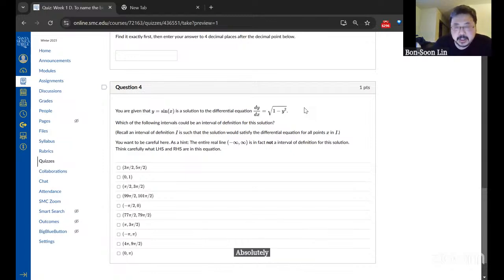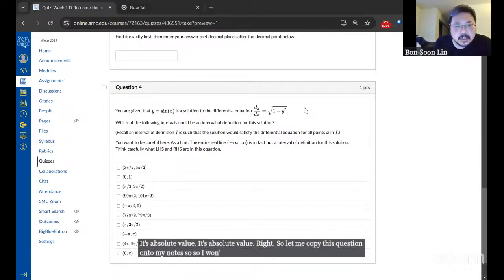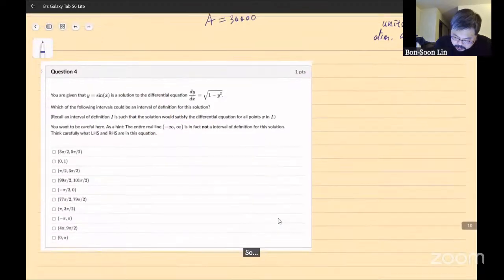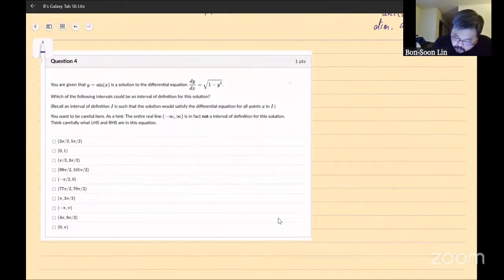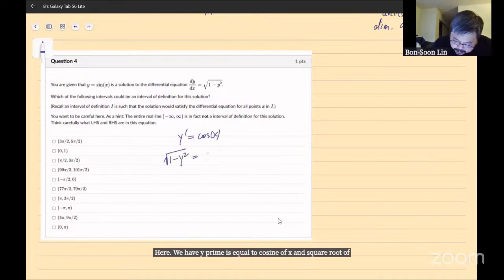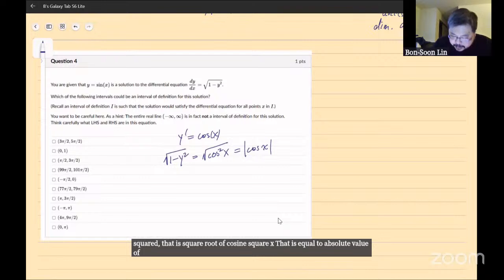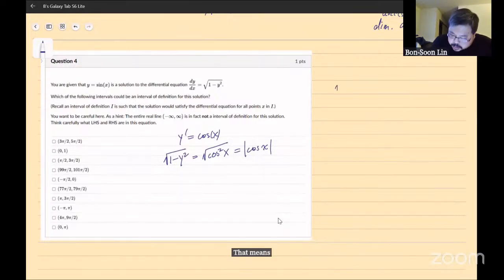Right. So let me copy this question onto my notes. I won't solve this completely, but I will show you what it is that you need to think about. Here we have y prime is equal to cosine of x, and square root of 1 minus y squared, that is square root of cosine squared x, that is equal to the absolute value of cosine of x, because the square root of anything squared is always the absolute value.